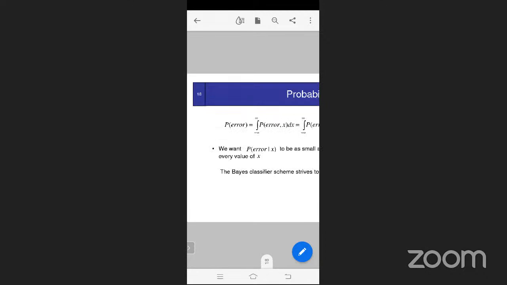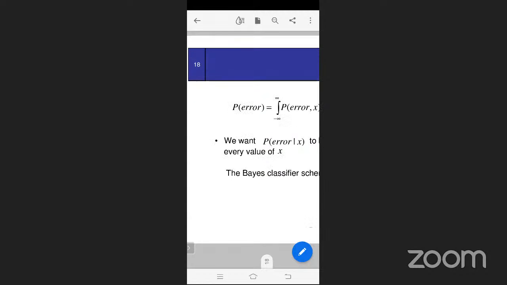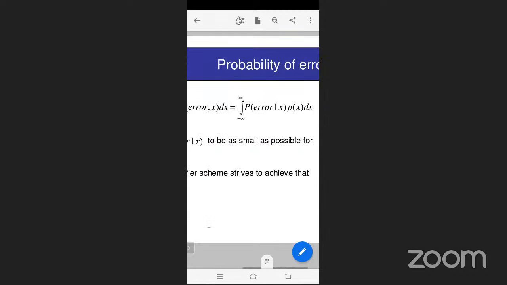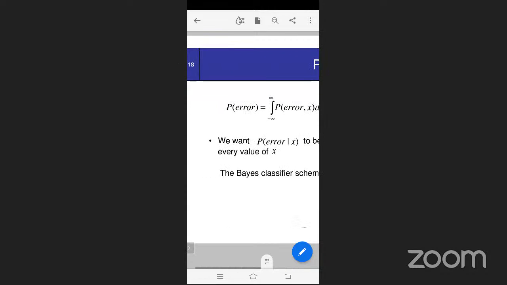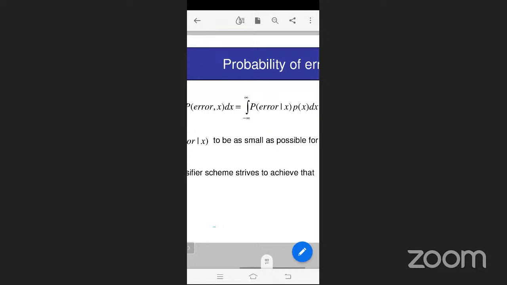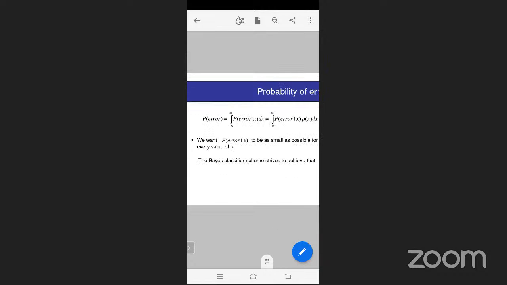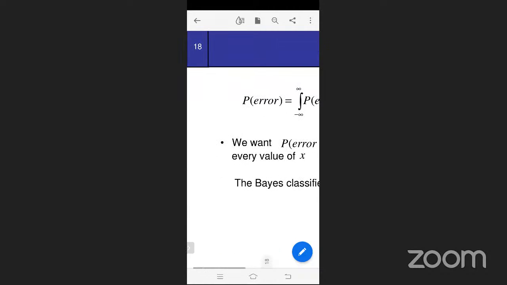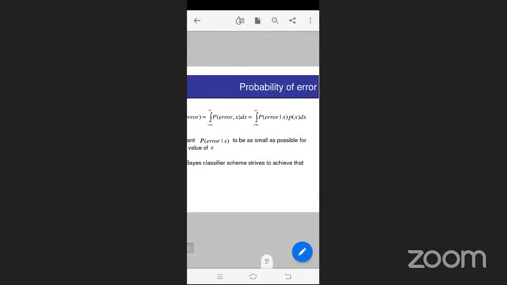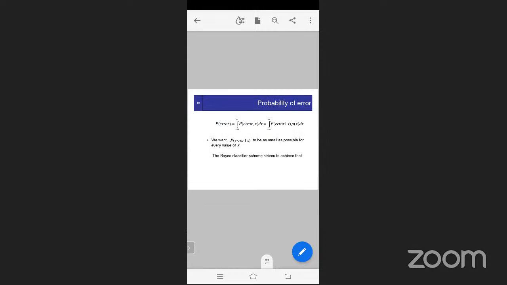The probability of error is the integral of probability of error comma x dx, which is the marginalization. This is the integral of probability of error given x times p of x dx from minus infinity to infinity. So you want this conditional probability of error given x to be small for every possible x. And by choosing the posterior probability, the Bayes theorem strives to achieve that.